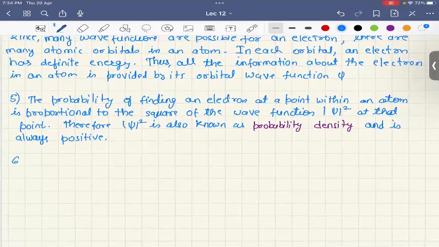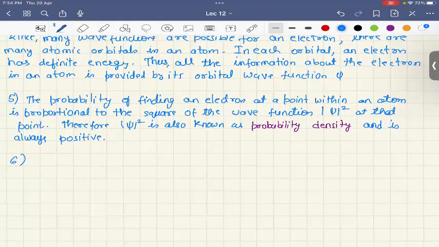The sixth point is the probability of finding the electron in a region having a volume dV can be obtained as psi square into dV, where dV is the infinitesimally small volume, right?